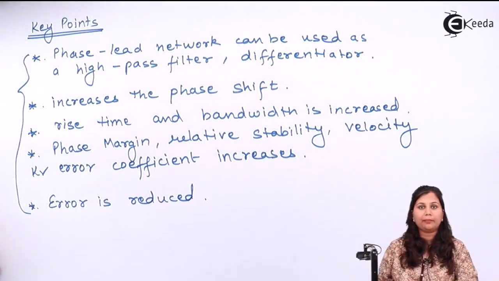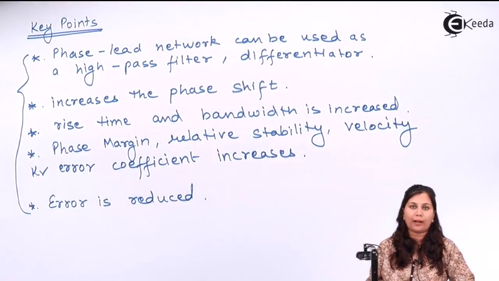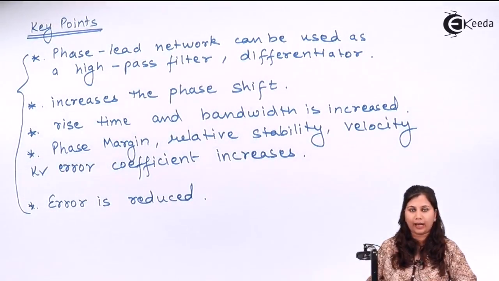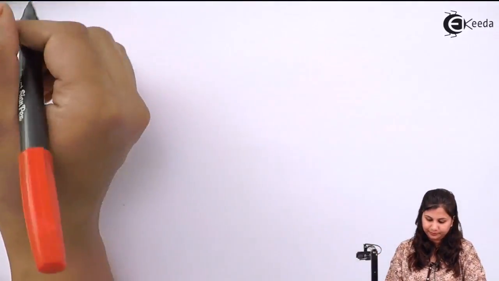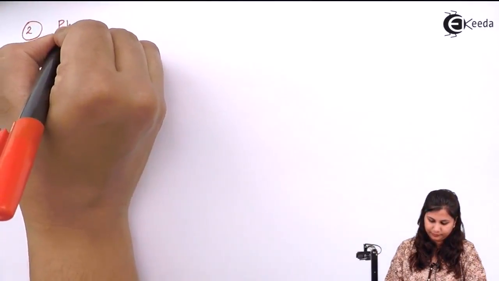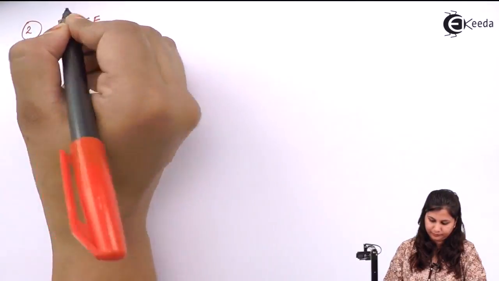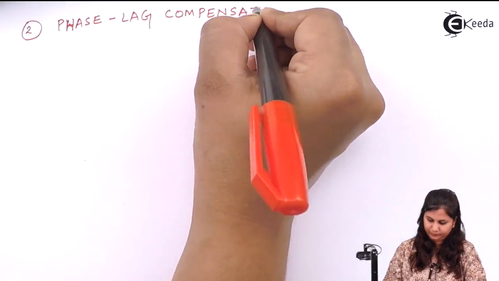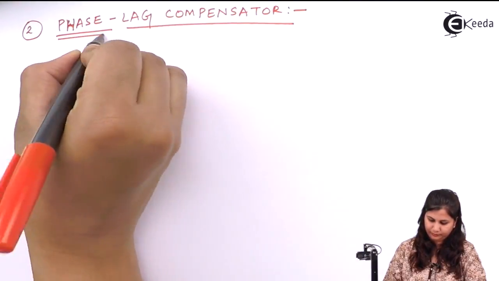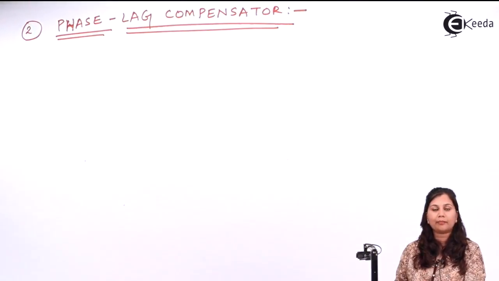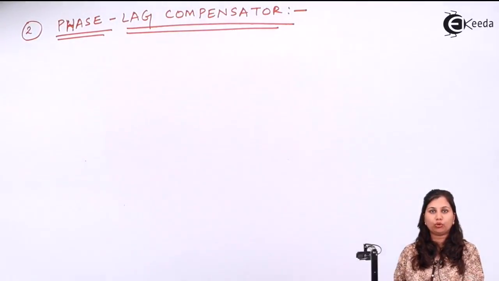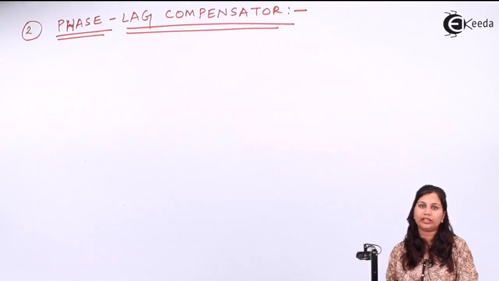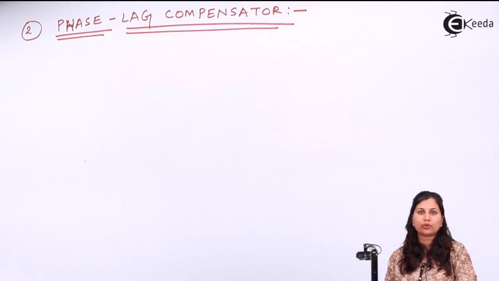Now let us study the second type of compensator, the phase lag compensator. Now in the phase lag compensator, the phase of the output voltage lags the phase of the input voltage when a sinusoidal input is applied to the system.